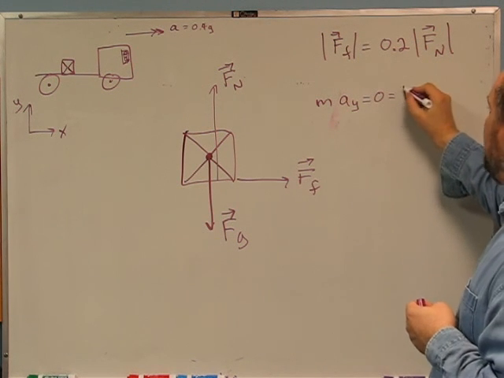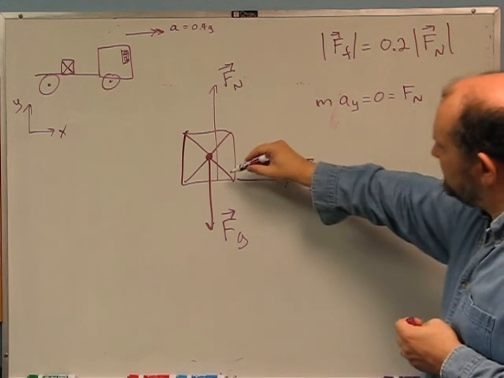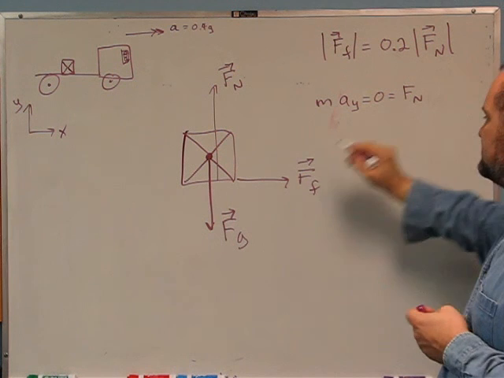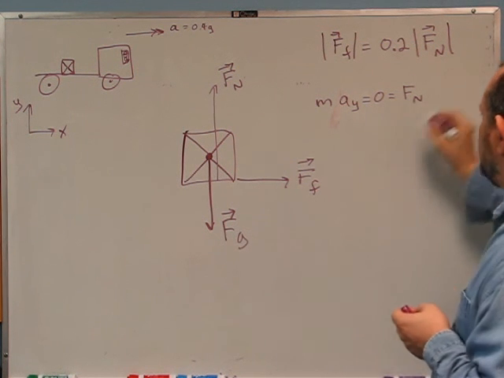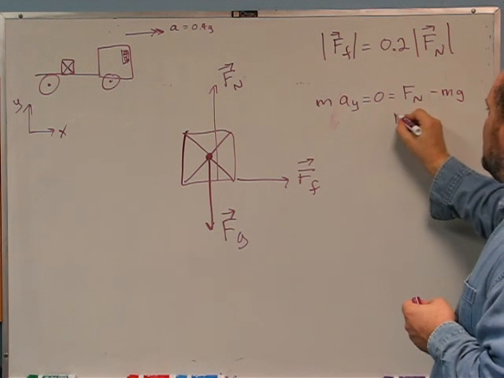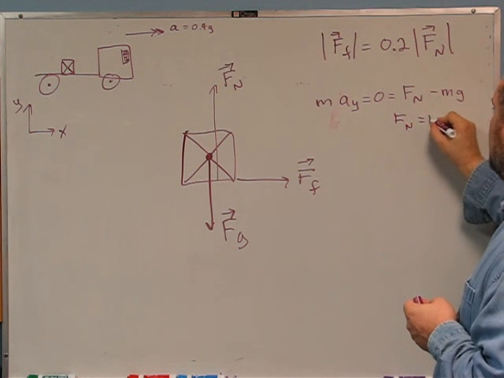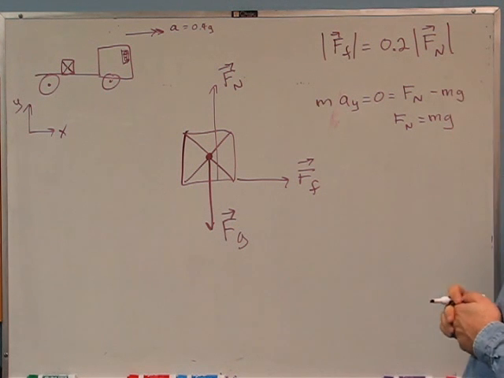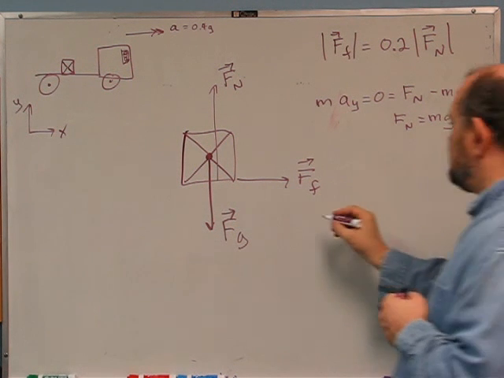That tells us that the magnitude of the normal force, because the normal force is all in the y direction, so the y component of the normal force is the same as its magnitude, minus the y component of gravity, well, gravity is all in the y direction, minus mg. So from F equals ma in the y direction, the normal force is equal to mg.